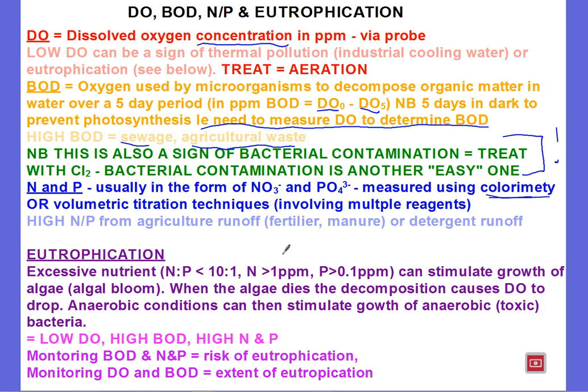You might get high nitrogen and phosphorus from agricultural runoff, such as fertilizer and manure, or detergent runoff. You can also get it from sewage as well, which I should have put in here. And all these problems are linked to eutrophication. Eutrophication is where you've got excessive nutrients.